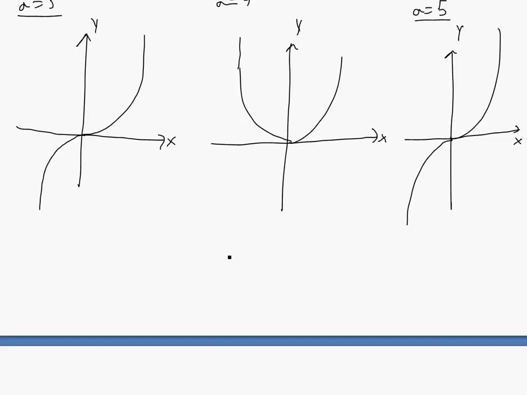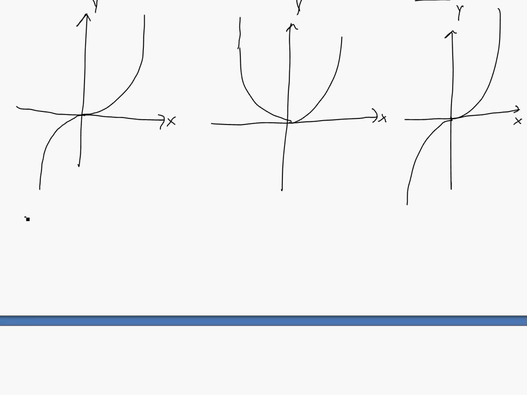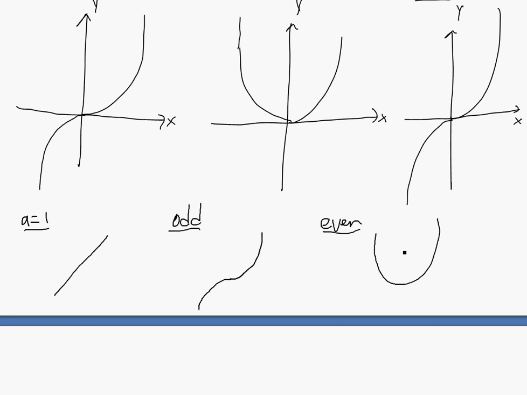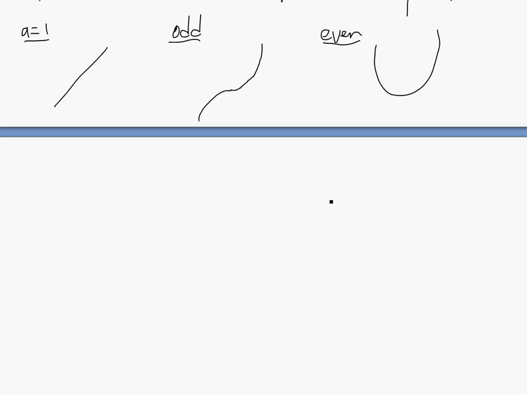So as you can see the pattern: for a equals 1 it's going to be a straight line. For odd a, it will just look like this. So that's how the graph looks. And for even a's, we'll just have a parabola. You can actually see a pattern, and it'll help you out if you were to graph later on.